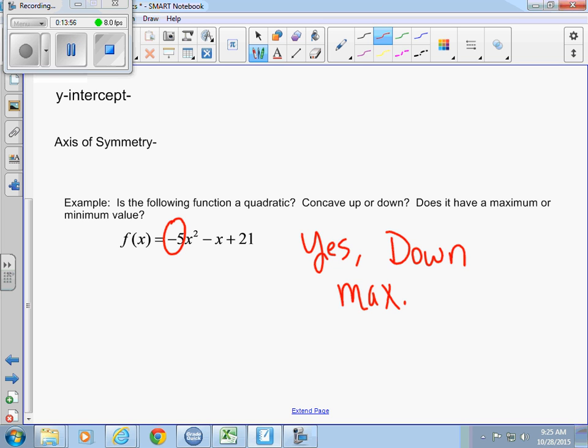No, so that's nice. In fact, if it asked that on the ACT, you would waste your time typing it in your calculator, wouldn't you? ax squared plus bx plus c. So if it's in that format, it's a quadratic.